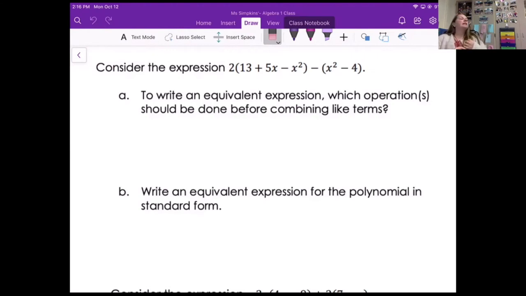Okay, so the first thing that we're doing should be a little bit of review. We're just going to look at the distributive property one more time before we get into something new in the second half of class.